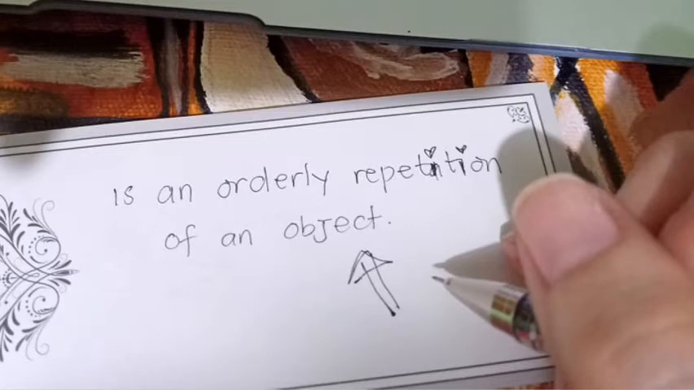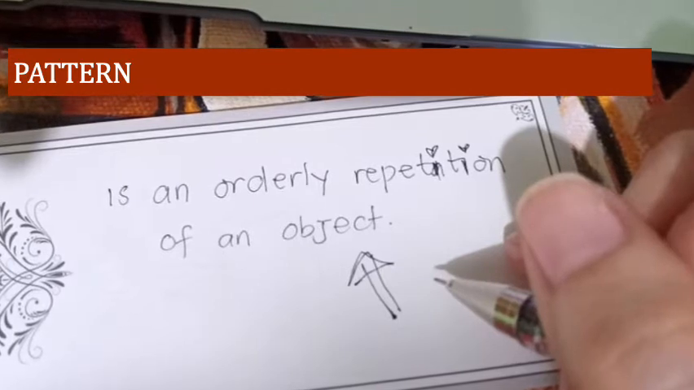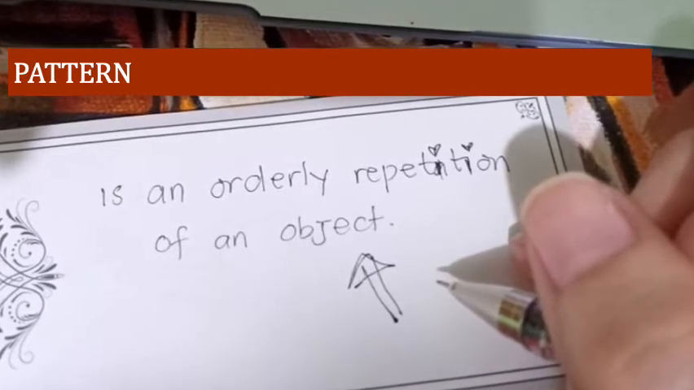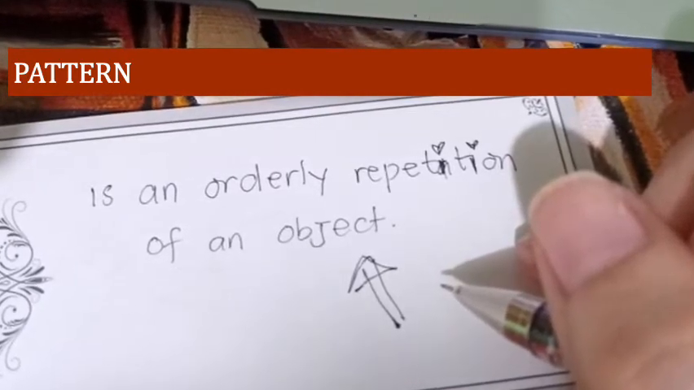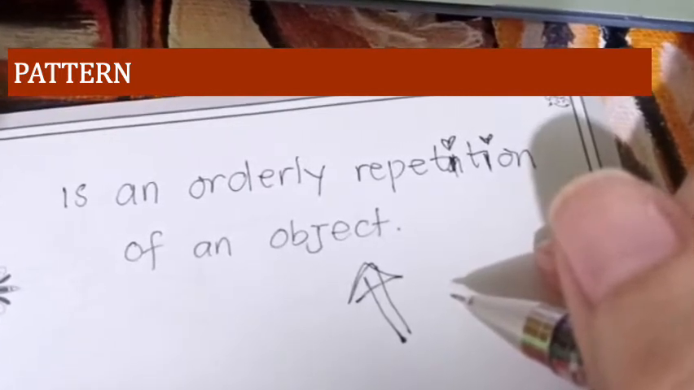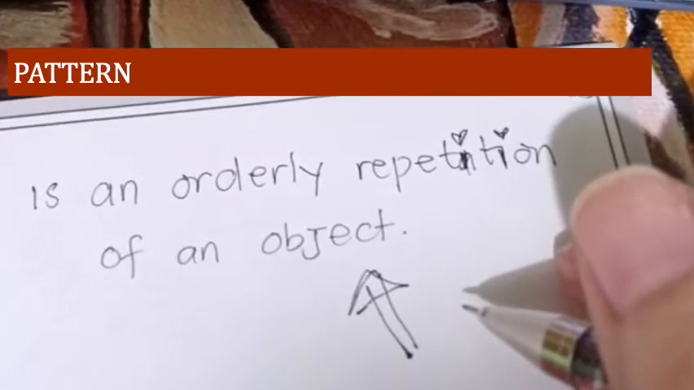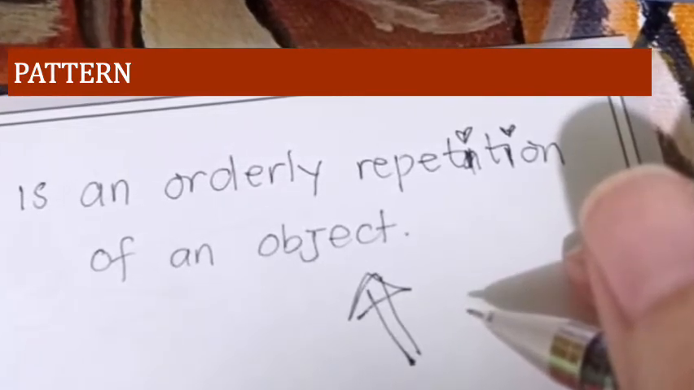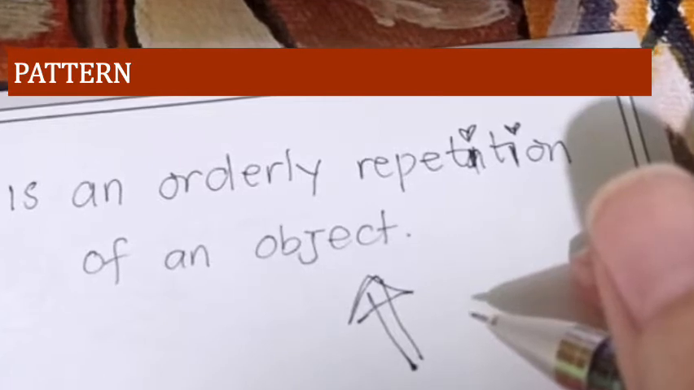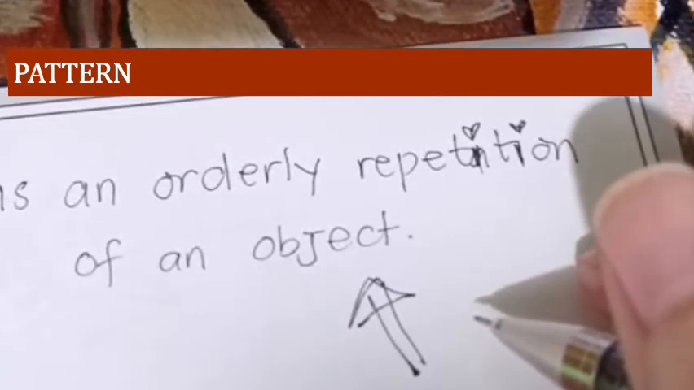Okay, so let's start with pattern. This is our first principle of design. Pattern is referred to as an orderly repetition of an object. It's quite similar to rhythm. We can see patterns all around us actually. I think all of you have an idea what pattern is.